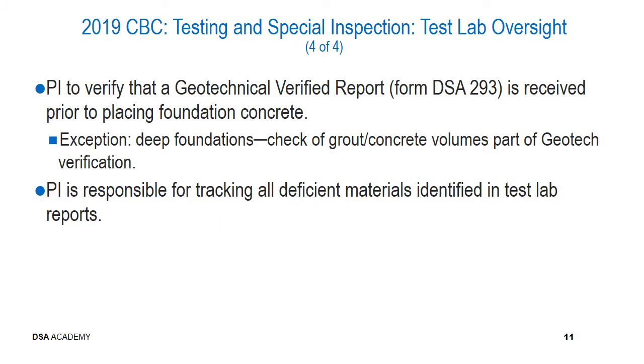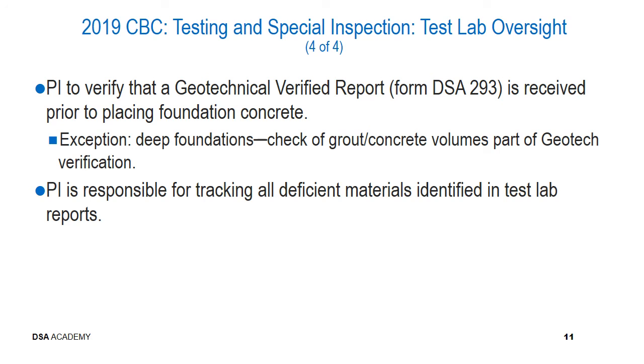The project inspector should verify that a geotechnical verified report, the Form 293, has been received prior to placing foundation concrete. We talked about this during the administration module, and the reason is that once the concrete's poured, you really can't verify the soil underneath. There is an exception to this for deep foundations for checking of the concrete and grout volumes that are part of the geotech verification. The project inspector is responsible for tracking all deficient materials that are identified in the test lab reports. Those deviations should be tracked using the Form 154, and that would apply to the special inspection reports as well.